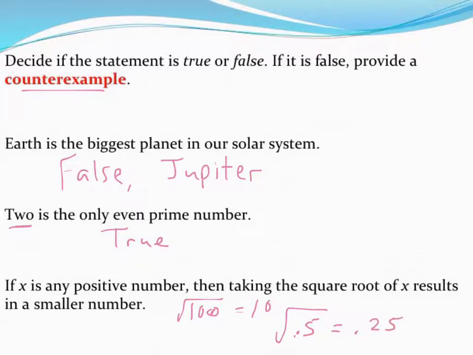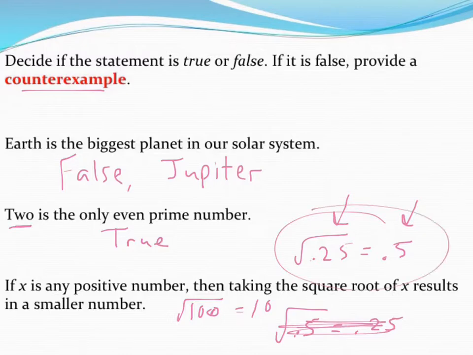So I get... did I do that backwards? Hang on. Oops, see, I'm trying to do too much math in my head and not looking at my notes. So let me rewrite that one. That's actually wrong. I wanted to take the square root of 0.25 and see that it actually comes out to be 0.5. I had it backwards. So I did start with a smaller number and got a bigger number. So that could be my counterexample proving that this statement is in fact false.